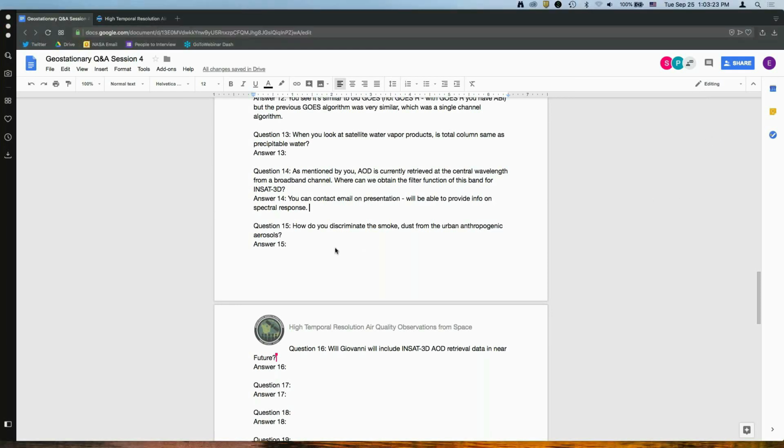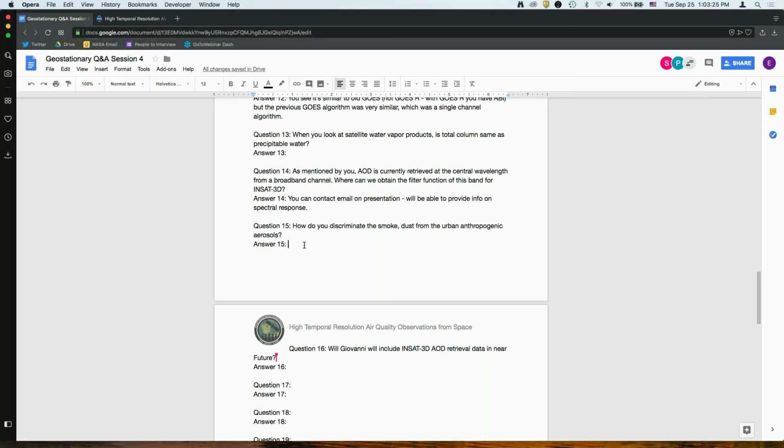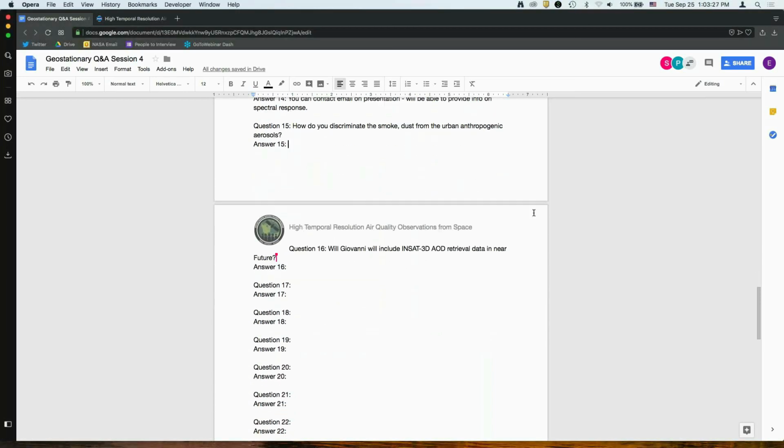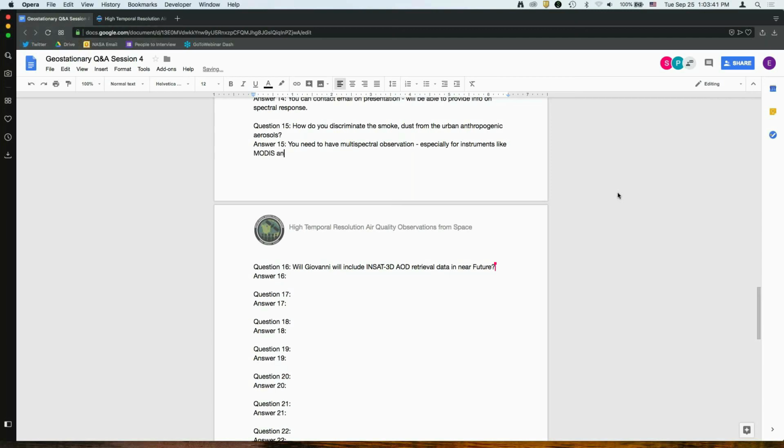How do you discriminate the smoke, dust, and urban anthropogenic aerosols? Yeah, so you need to have multispectral observations, especially instruments like MODIS, SeaWiFS, or NPP VIIRS, which are useful for classifying the aerosols.